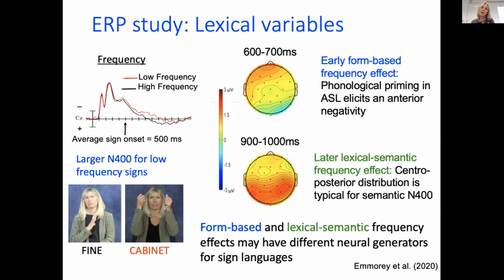So what this suggests is it's possible that form-based and semantic-based frequency effects may have separate neural generators for sign. Now, it's possible for speech that that's also the case, but it may be difficult to disentangle those two components for spoken language, either because they're very close to each other neuroanatomically or because they're very close to each other temporally. But for sign, we suggest that we may be able to tease these two effects of frequency apart.